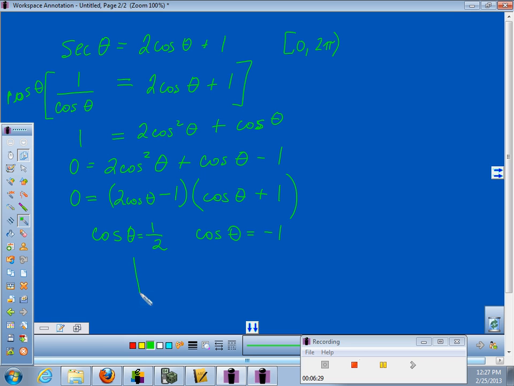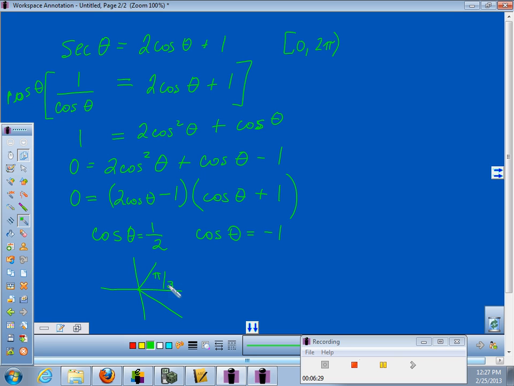So where can our answers be here if cosine's a positive half? Okay, it could be in the first quadrant or the third or fourth for cosine. Fourth quadrant. Okay, where does cosine equal a half? Pi over 3 is our reference angle.